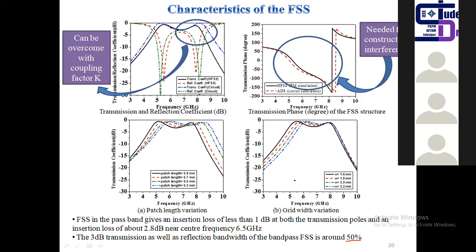The phase response, if you see, is kind of linear. The phase is kind of linearly decreasing with frequency. And this linearly decreasing response of the phase with frequency has some effect on the antenna performance improvement. So this is the fabricated structure and the measurement process.